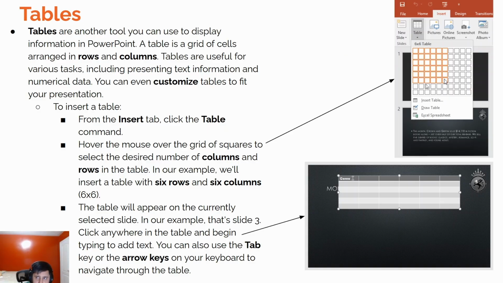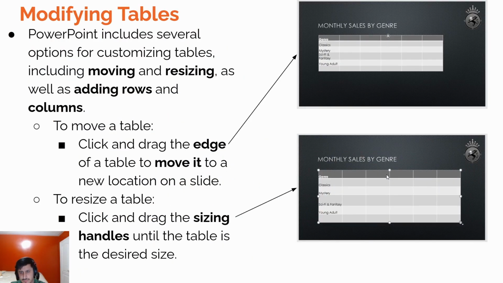And to insert a table, we go to the Insert tab, click Table, and we can click and drag to set the amount of columns and rows, and then it will appear, right? And we can type anywhere in our table if we remember. We can also modify our tables. Again, we can click and drag between rows and columns to resize. We can click and drag a table to move it around. Then to resize, we can select a table and then drag the sizing handles to get the desired size.